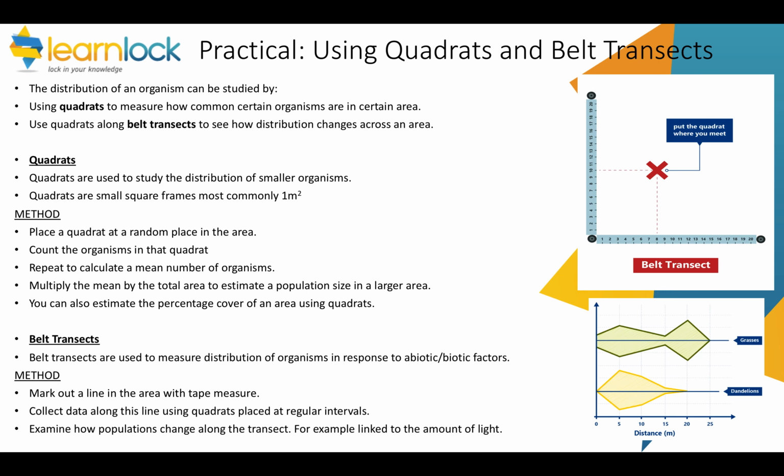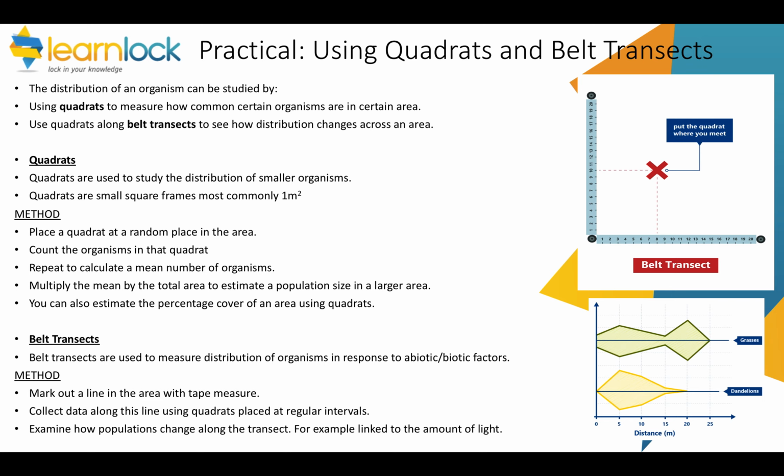Okay, there's two practicals you need to know for this topic, which is how to use a quadrat and how to use a belt transect. And a belt transect uses a quadrat as well. And this is to look at the distribution of an organism, so to look at how organisms are spread out in certain areas. It'd be impossible to count every single living thing in an area, so this is a way to study them.